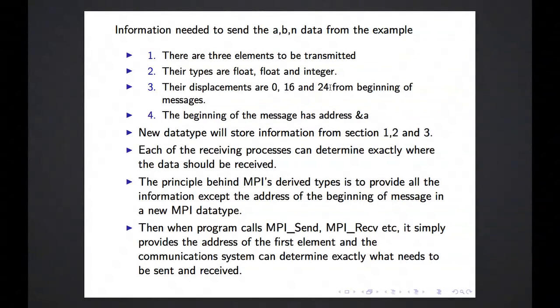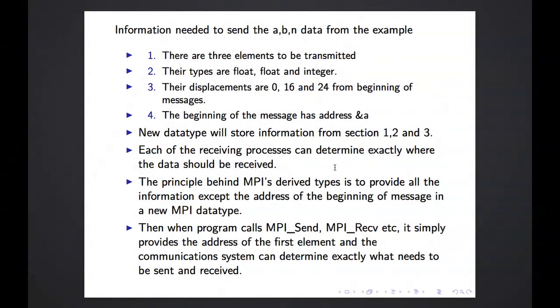And finally, when I'm sending, I have to provide the address of the beginning of the message, which will just be the address of A. So we will have to then create a new data type, which will store the information from 1, 2, and 3. And then each of the receiving processes can determine exactly where the data should be received.